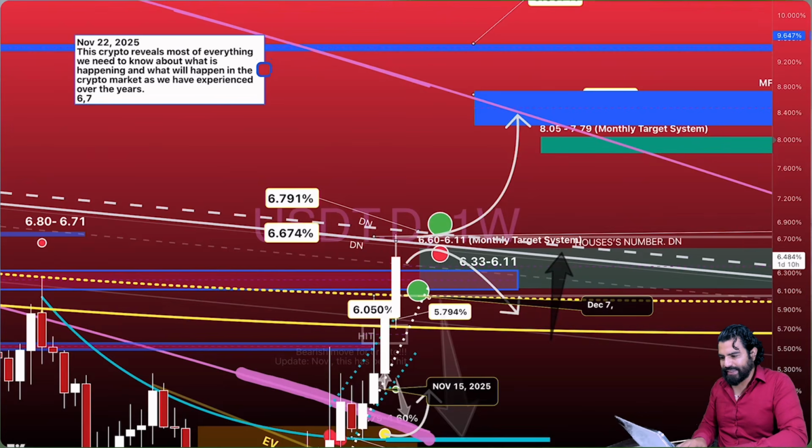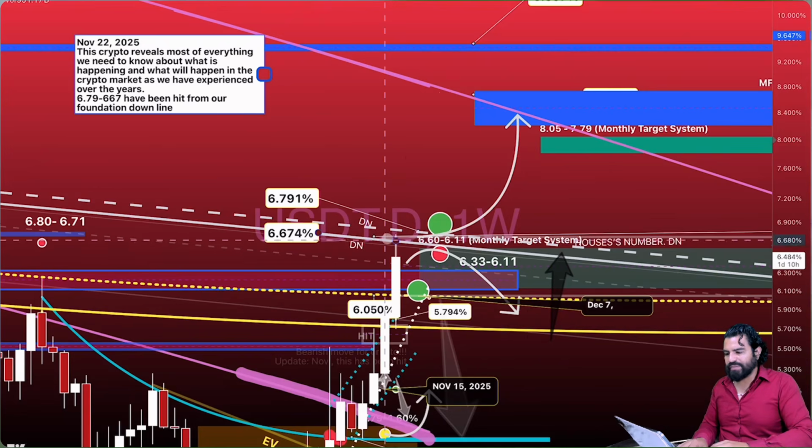6.79 and 6.67 have been hit from our foundational downline, which back then I didn't do wick match, and back in October I didn't do wick match for this line. I only did the 6.67.